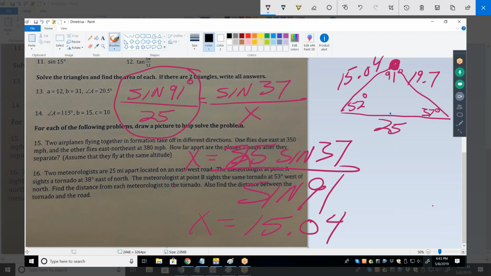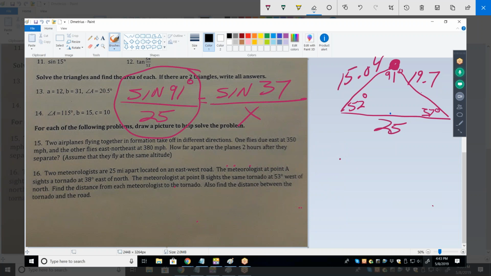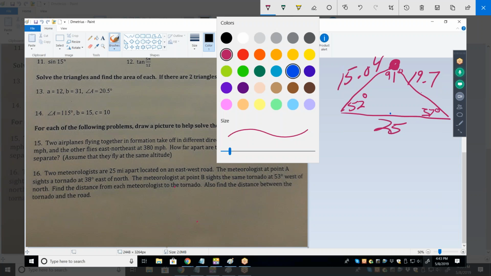Does that picture make sense? Yep. Does. We've got the smallest side opposite the smallest angle, the largest side opposite the largest angle. So we have figured out how far each meteorologist is from the tornado. Now we have to figure out how far the tornado is from the road. Well, let's see. How can we do that? I can think of a way, I'm just not sure it's the most efficient way.